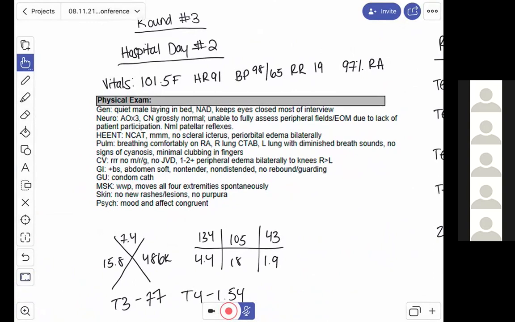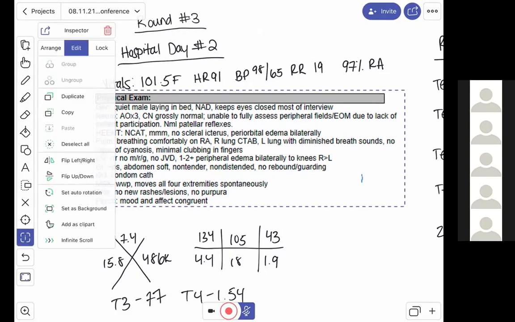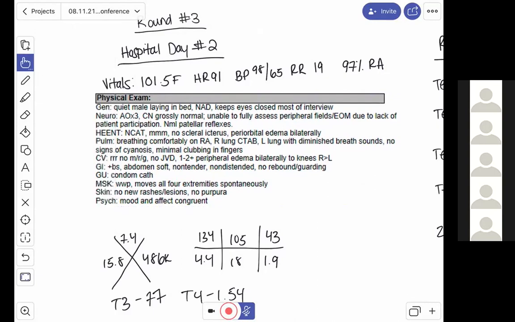In terms of his physical exam at this point, I'll let you guys look through. But otherwise, no major changes compared to his admission. Things for you to note, he's on room air now. He was on 1 liter when he came in. His right lung is clear. His left lung has diminished breath sounds. He's got some clubbing in his fingers. Slight edema in his lower extremities. He has a condom cap on. No lesions, rashes. He still has this flat affect that he came in with.